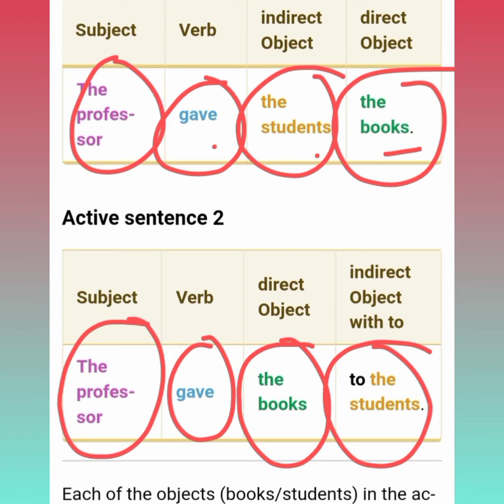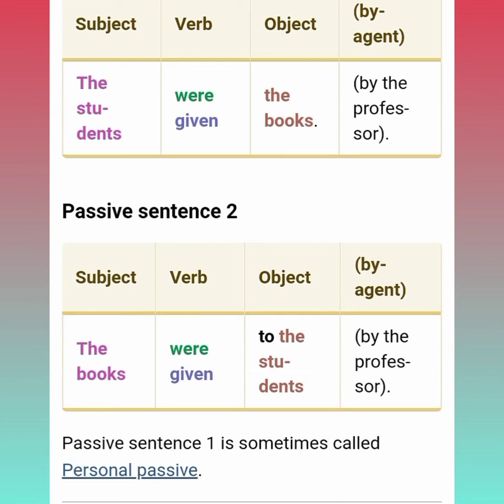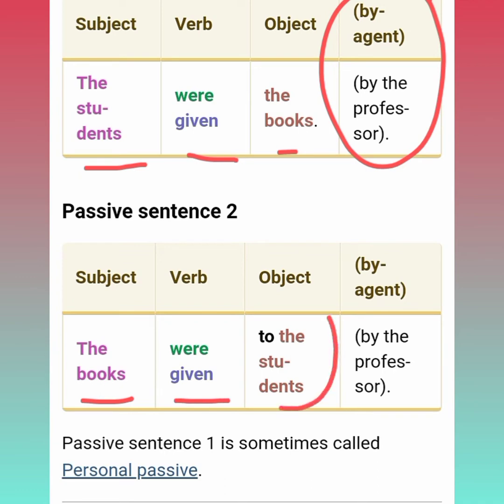So now what will be the passive for the first sentence? The students, yes, the students were given the books. Who is the agent here? By the professor. And in the second one, the books were given to the students by the professor. Clear? So when there are two objects given in a sentence, and if we have to change into passive, we can use these two forms. Okay, we can change the active into passive.